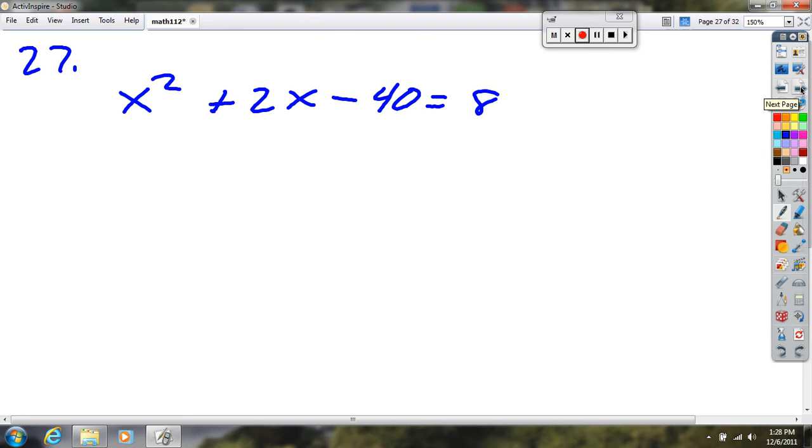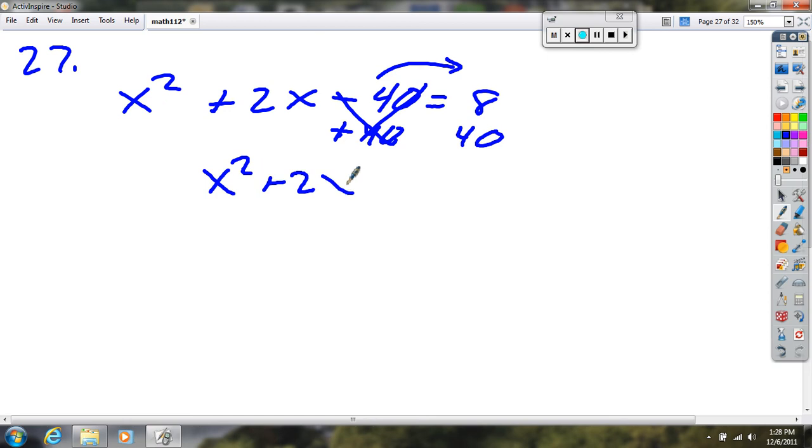Okay, number 27, completing the square. So remember, to complete the square, all the x's stay on the left. Anything that does not have an x has to go to the right. So the 40 has to go to the right. So I add 40 to both sides. And the 40's cancel. So now I have x squared plus 2x, leave a space, equals 40 and 8 is 48.